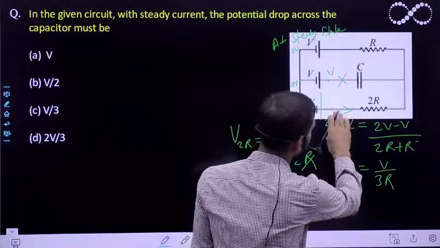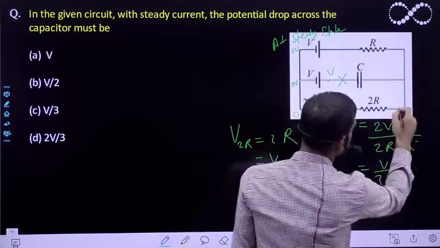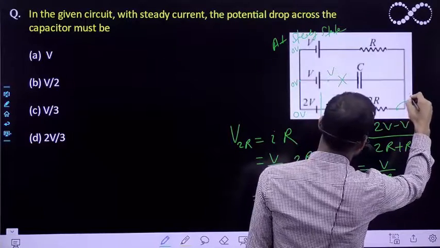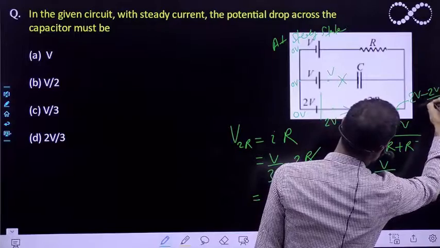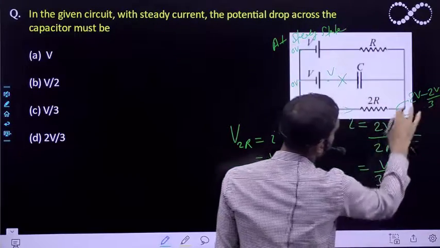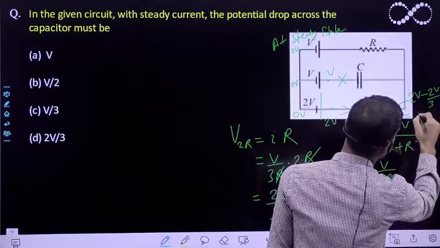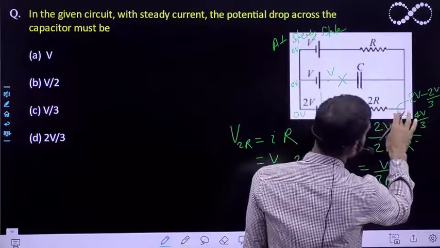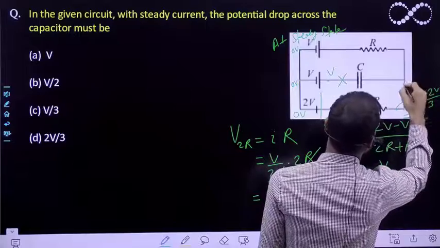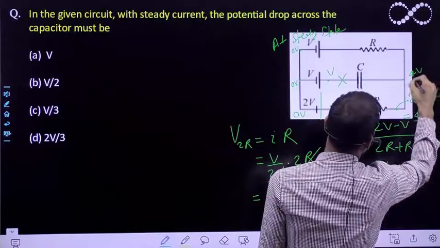So from here in the direction of current potential decreases. So here the potential will become 2V minus 2V upon 3. So this will become 4V upon 3. Okay, so the potential is here 4V upon 3. So this will get continue here. So we'll get here 4V upon 3.